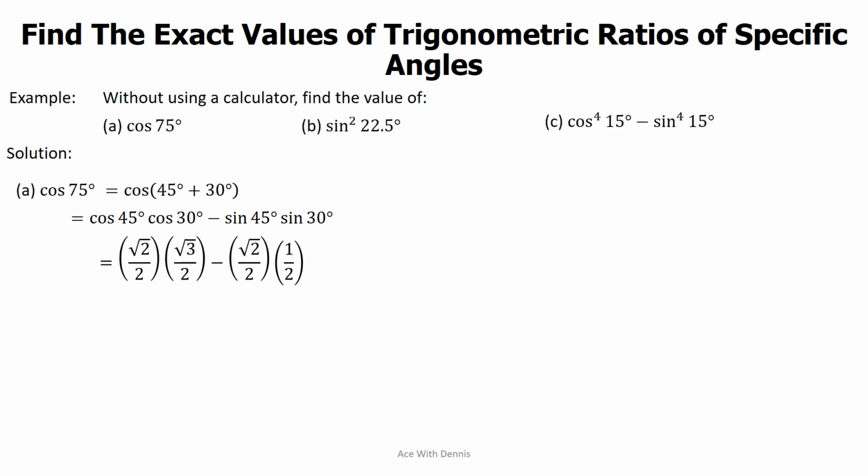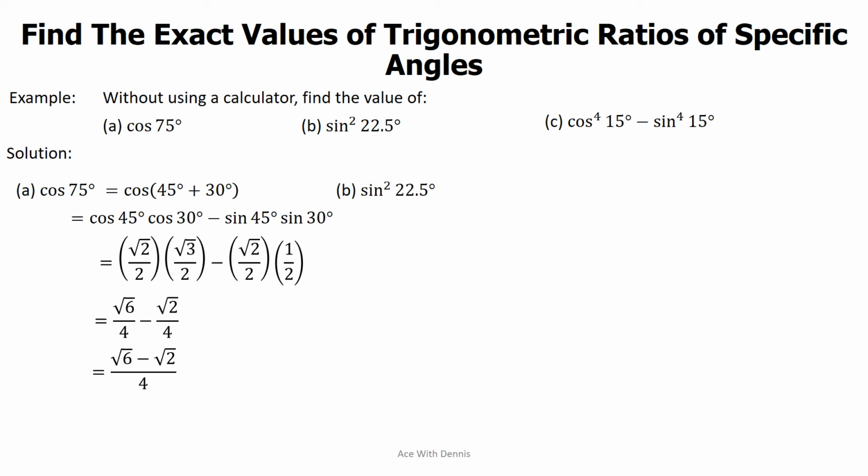We know that cosine 45 degrees is root 2 over 2, cosine 30 degrees is root 3 over 2, sine 45 degrees is root 2 over 2, and sine 30 degrees is a half. Alright, then we solve this equation and we get the answer: root 6 minus root 2, over 4.